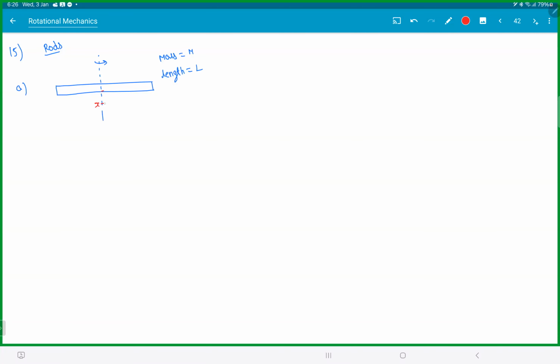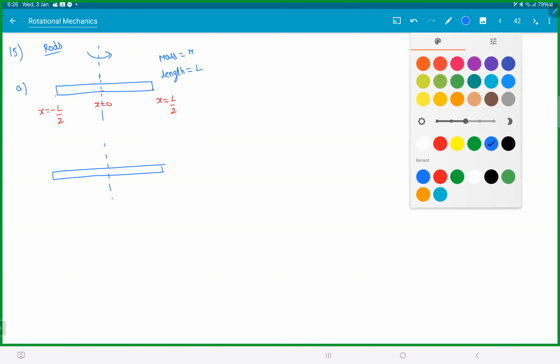So the center is x is equal to 0, this end is x is equal to L by 2, and this end is x is equal to minus L by 2. So you want to find the moment of inertia about the center. This is the symbol for that. I show a circular arrow, which means it is rotating about that. So this is how we do it.